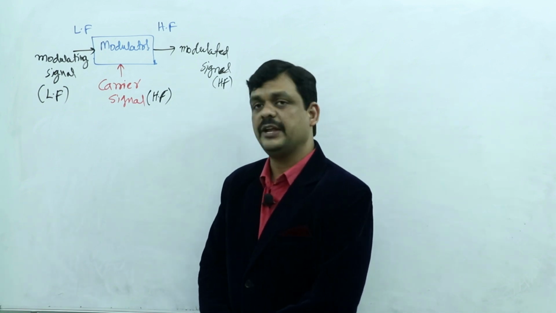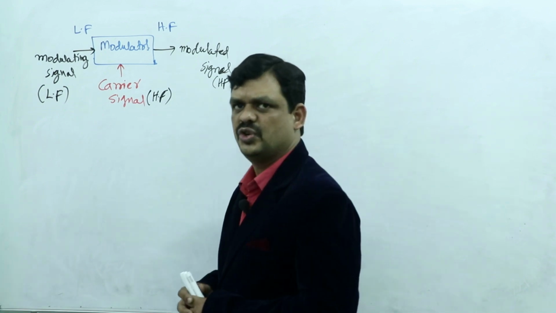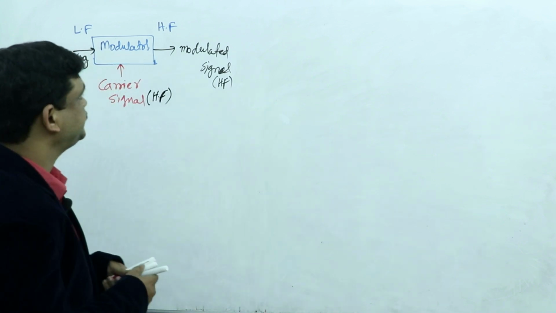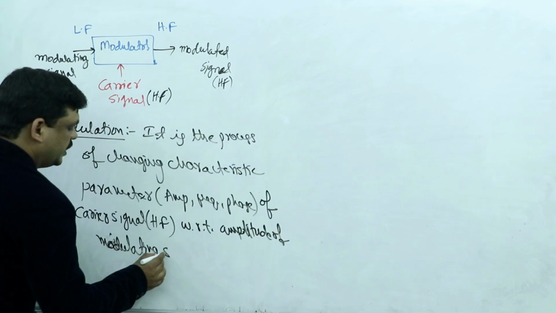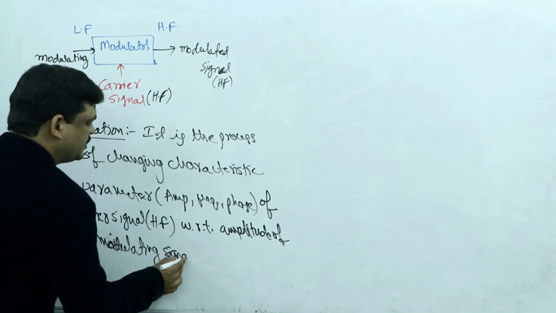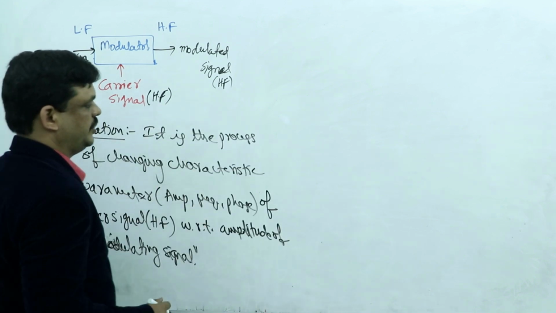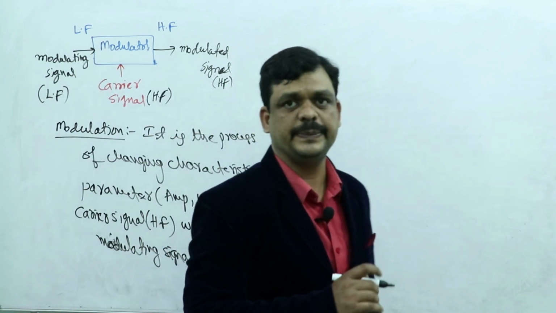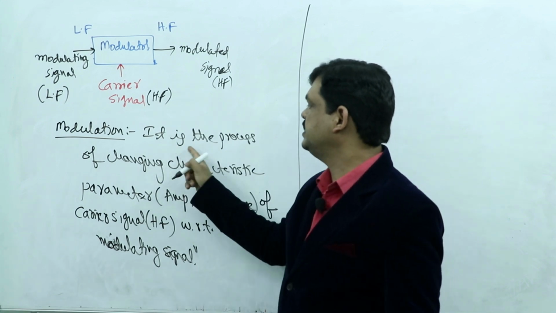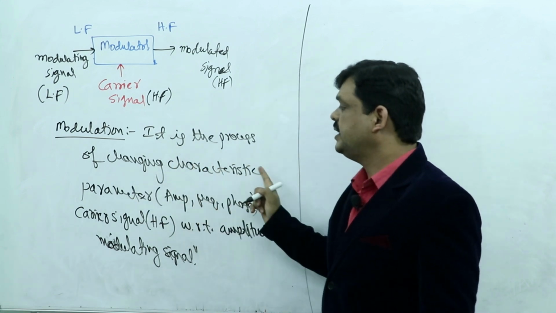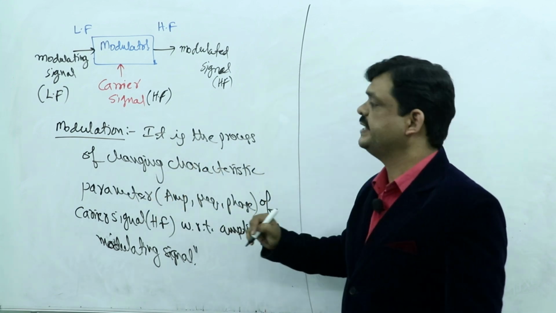So for that purpose, here we have to write the standard definition of the modulation process, right? So now I am writing modulation. The complete communication system depends on this definition. So you have to remember this definition compulsorily. It is the process of changing the characteristic parameter of carrier signal.